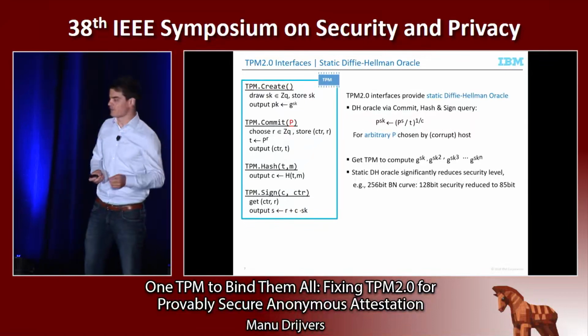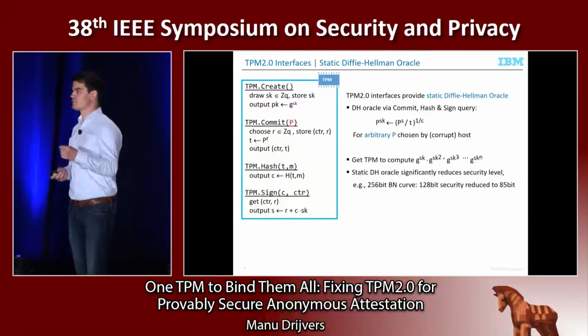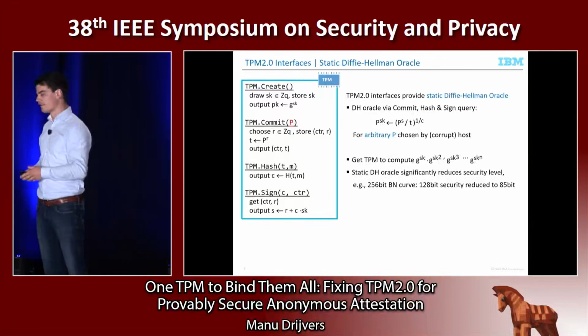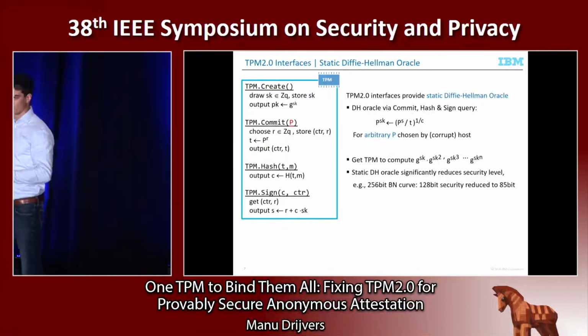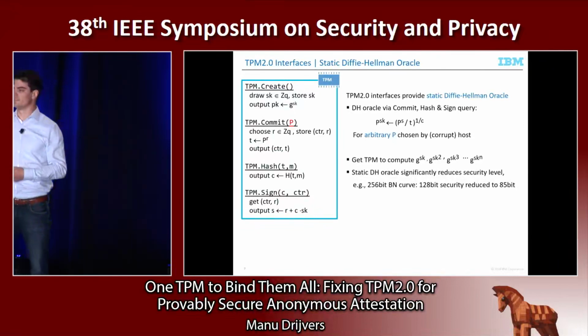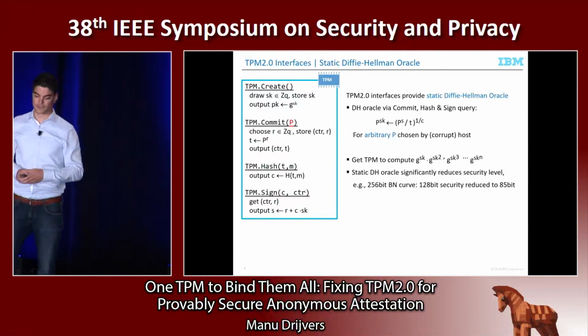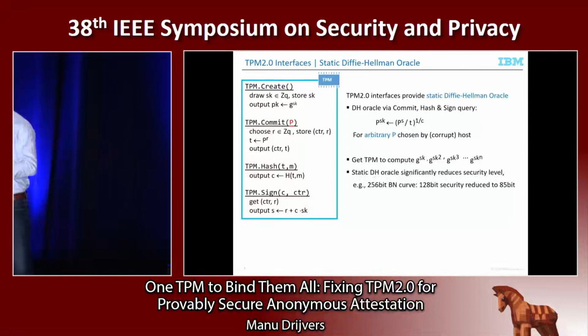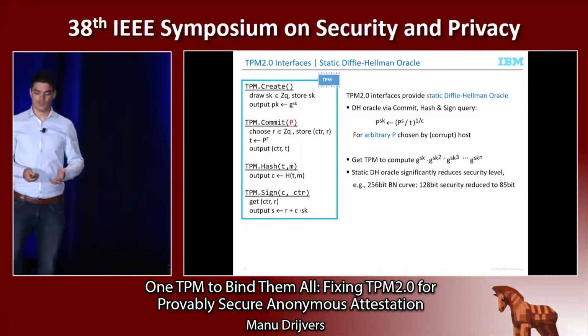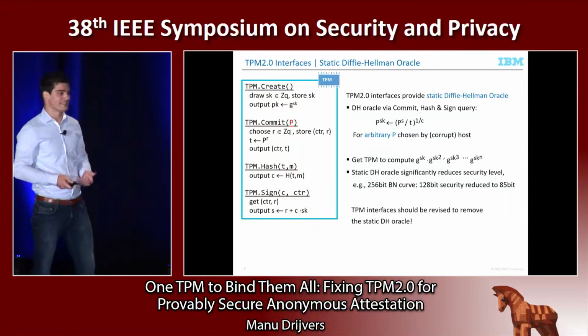And it can repeat that process to then get P raised to the secret key squared and cubed and so forth. It turns out that with such a sequence of numbers, it becomes much, much easier to break the discrete log problem. In fact, on the curves that they use in this setting, which are Barreto-Naehrig curves, the security could drop to a very uncomfortable 85 bits. So we should remove this static Diffie-Hellman oracle.